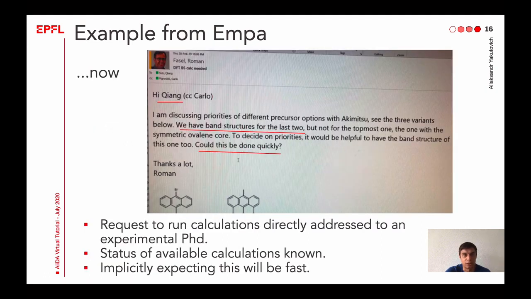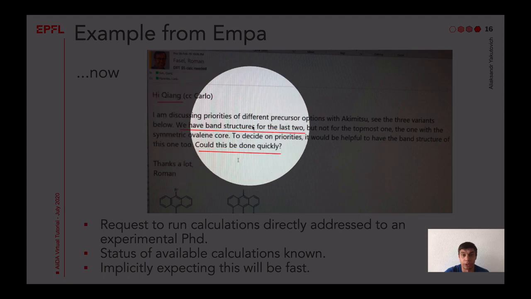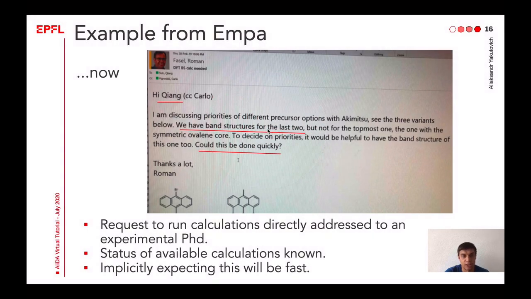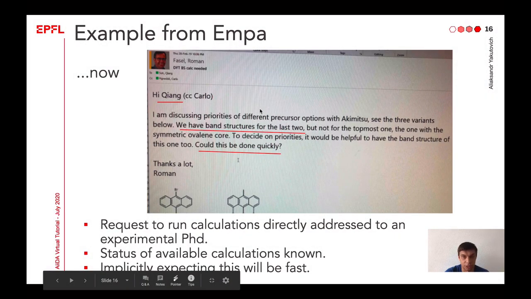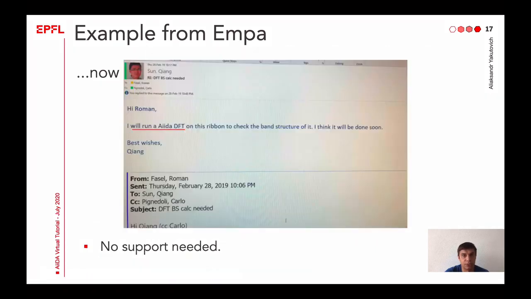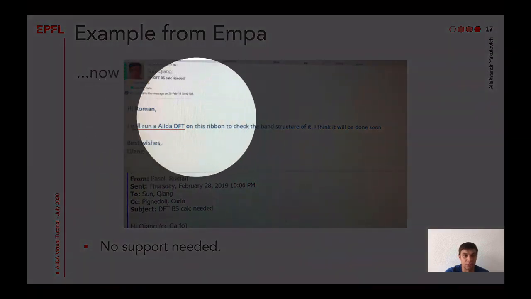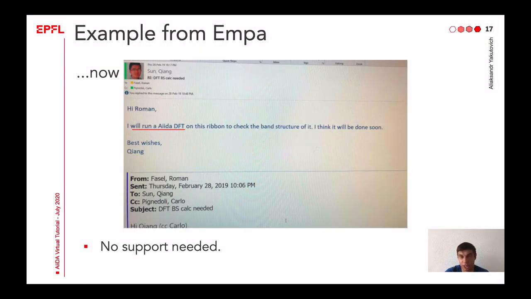This is an email from the head of the laboratory, Roman Fasel, who writes directly to an experimental PhD student. As you can see, he knows about the band structures that were already computed, and he implicitly expects that the simulation will be done quickly. In reply to this email, you see that the experimental PhD student says that he will be able to run AiiDA DFT on the ribbon to check the band structure, and he also thinks that it will be done soon. From our side, from the side of computational scientists, support is not needed.